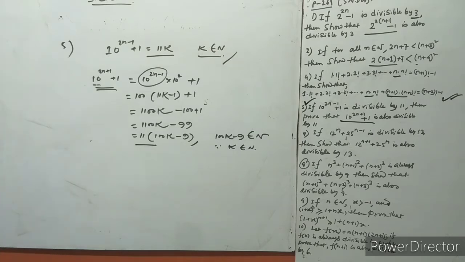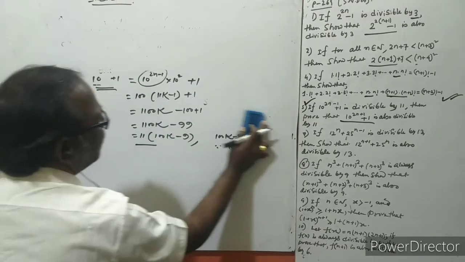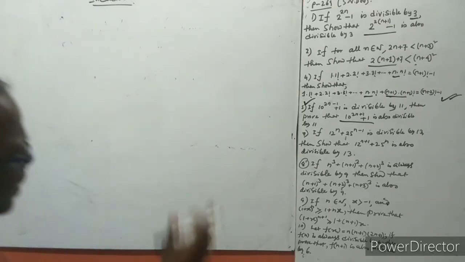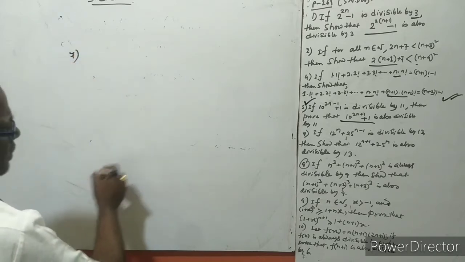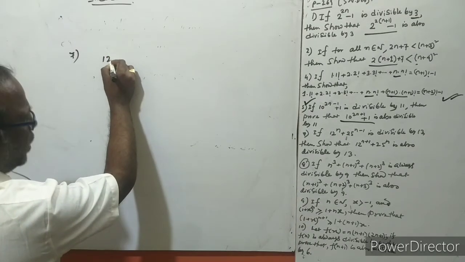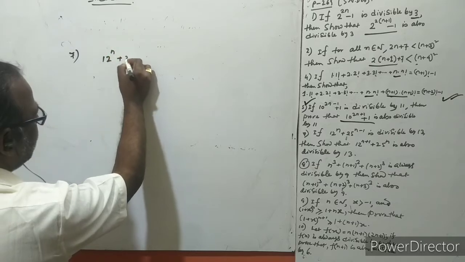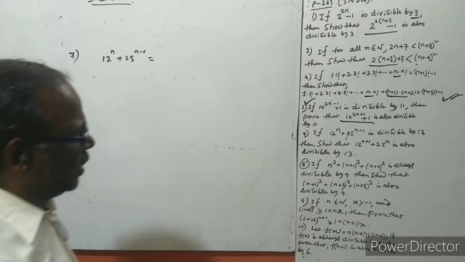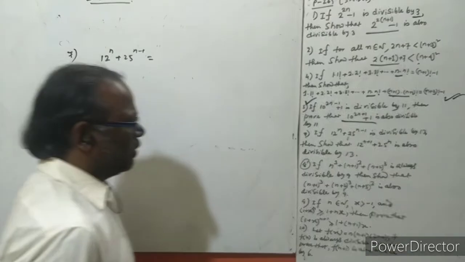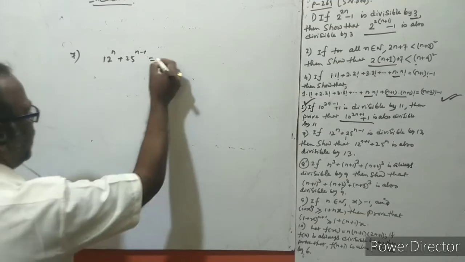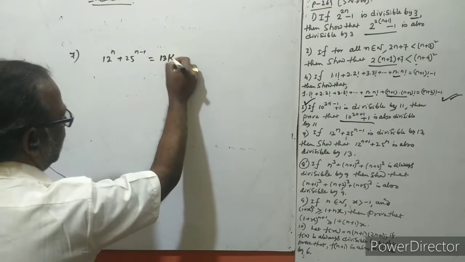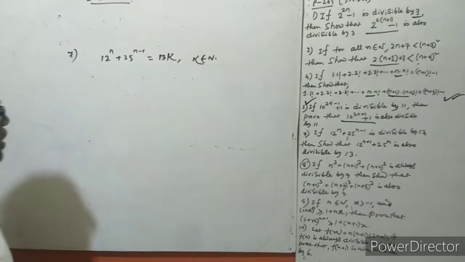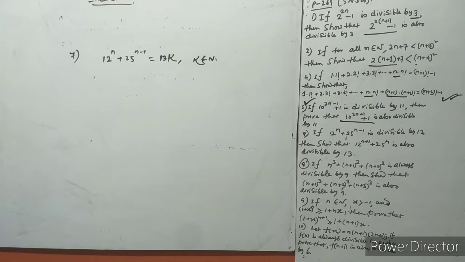Now follow question 7. It is comparable to 1 and 5. See what happened. I have to solve this question. See, 12 to the power n and 25 to the power n minus 1, it is given that it is divisible by 13 if n is a natural number. So 13k. Take k as a natural number, then we can say the given expression is divisible by 13. This is the given case.